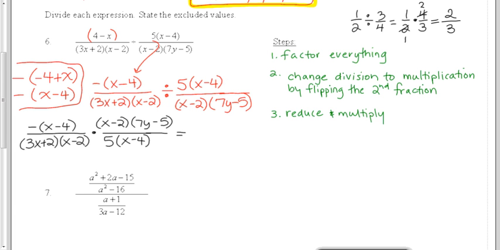I'm looking for things we have in common on the top and on the bottom. So I have an x minus 4 on the top and bottom. I can reduce that one out. And I have an x minus 2 on the top and the bottom. I can reduce that one out.